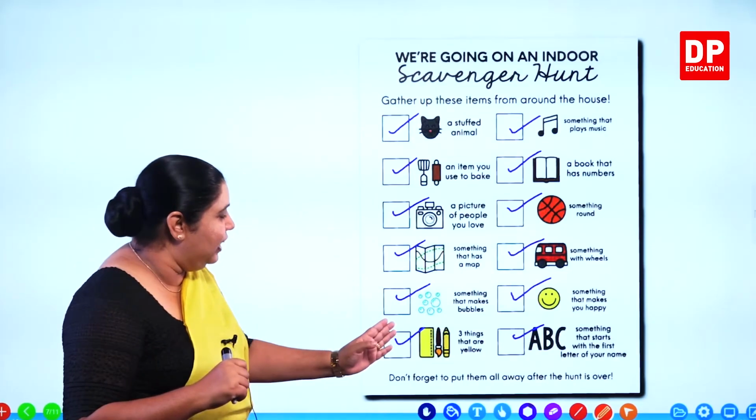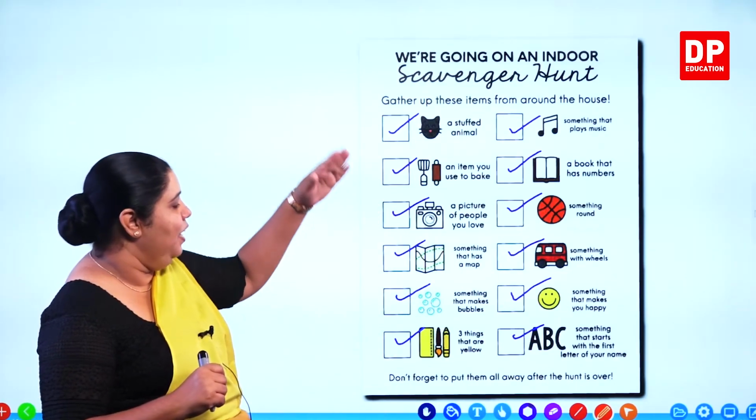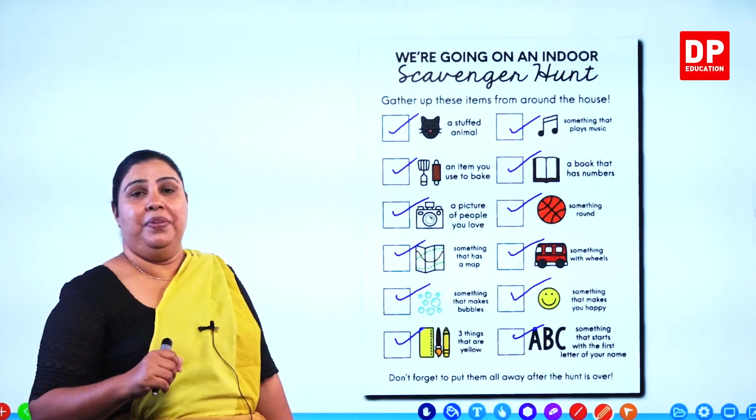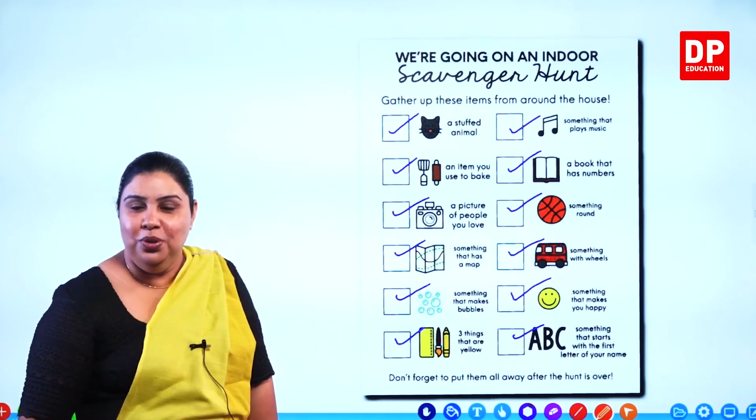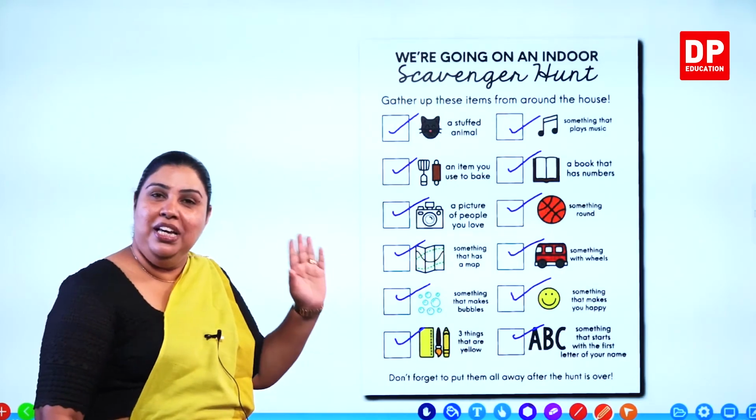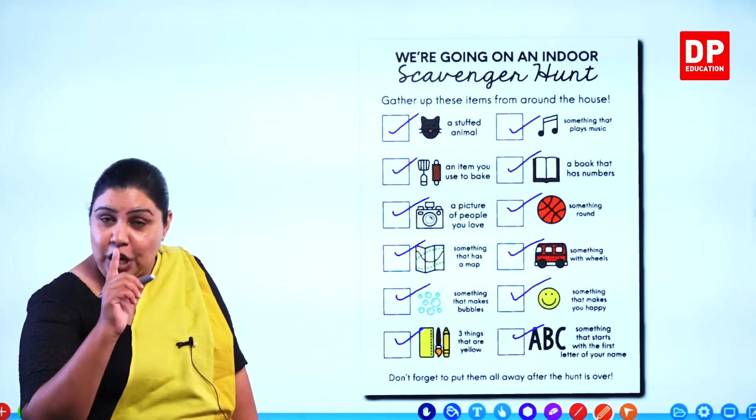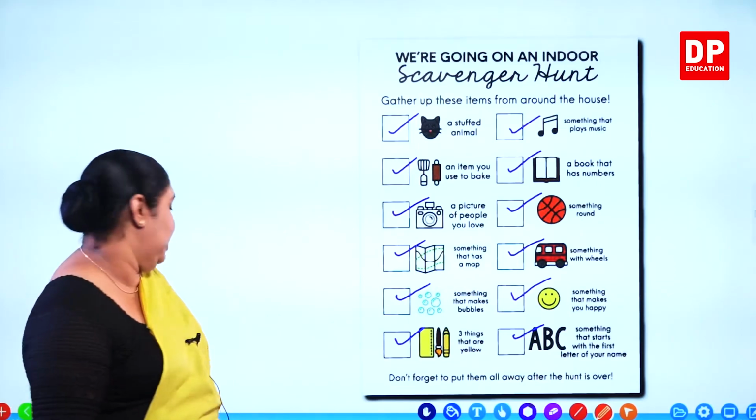You can have the pictures, you can draw them nicely, make the list like this. Then you can keep little squares to tick them out and you can do the scavenger hunt game in a different way. We have some more. Let's take a look at that.